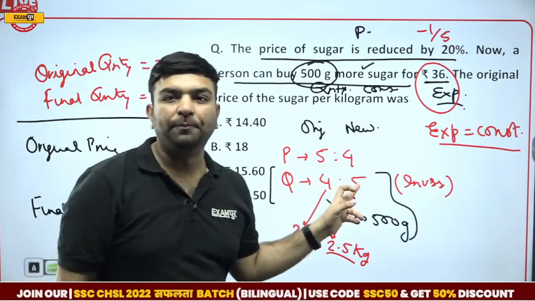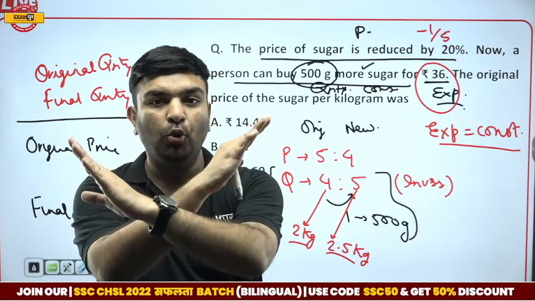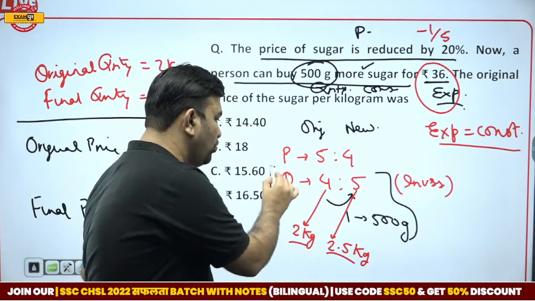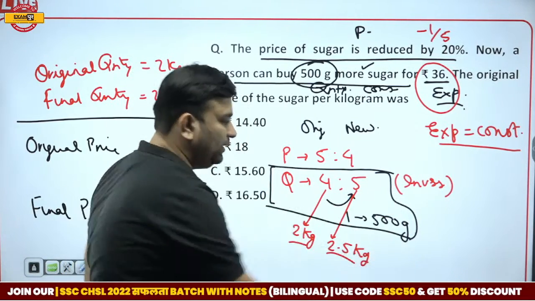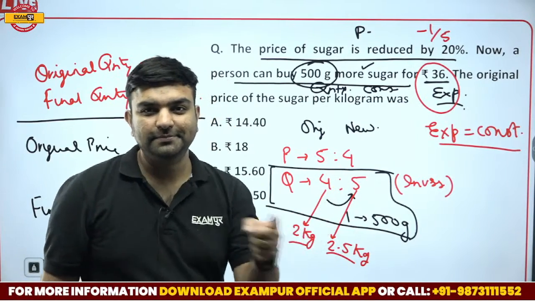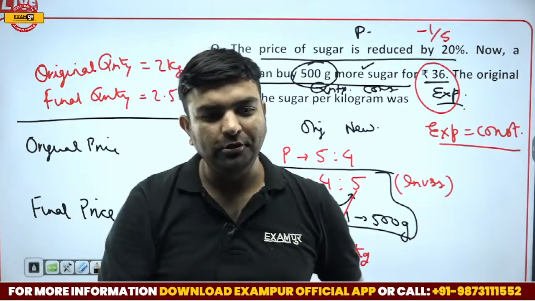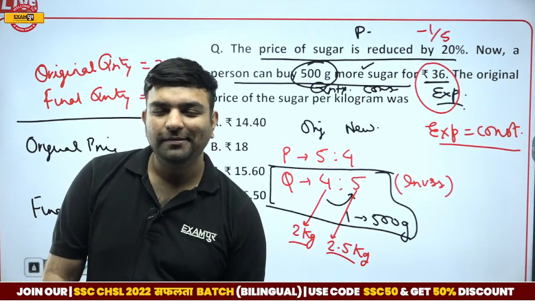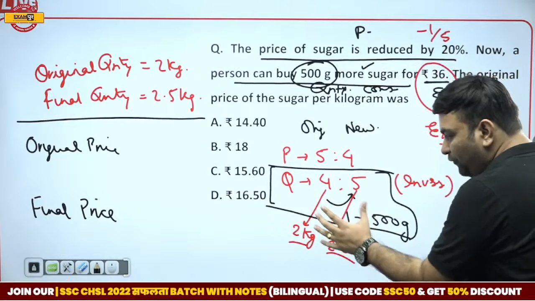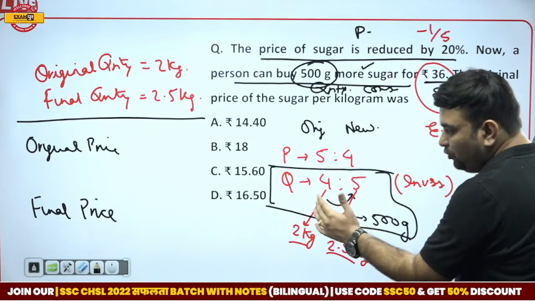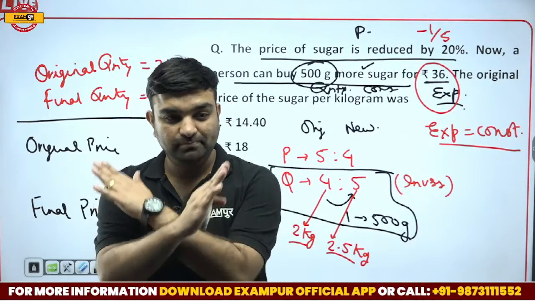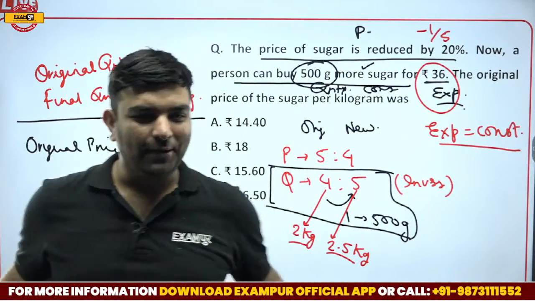Guys, you cannot find out the price directly from here. It's a big no. The value of the ratio you found from quantity, so you cannot put it directly in the price. Note it down. Big no, big no. Okay.